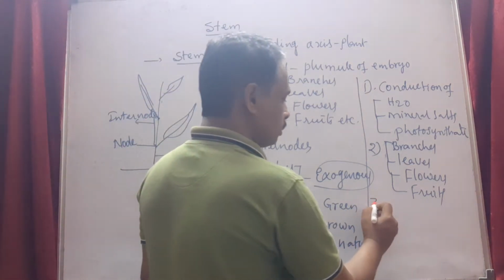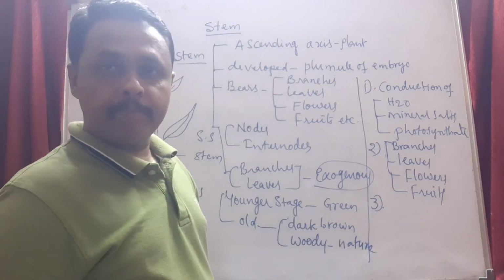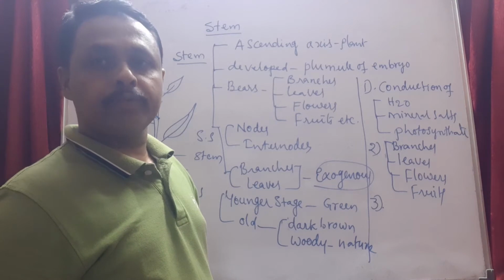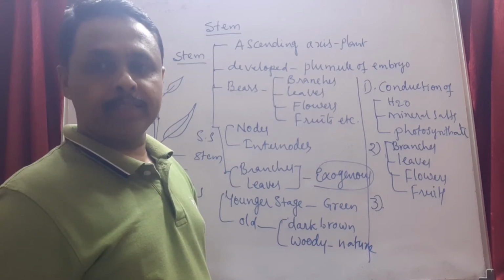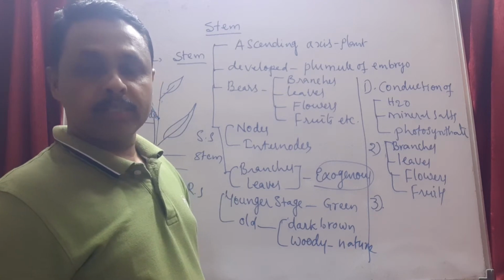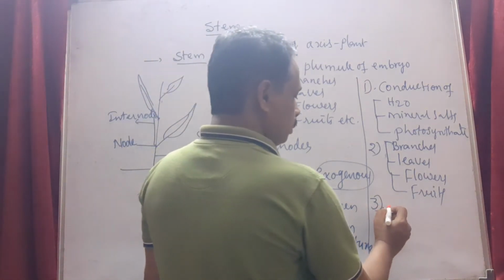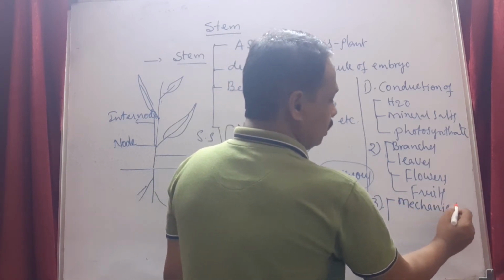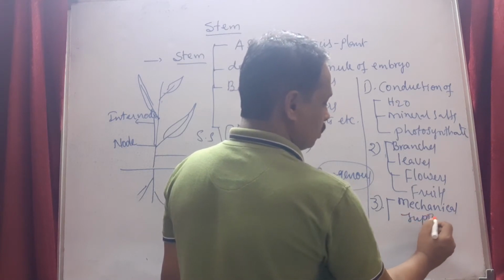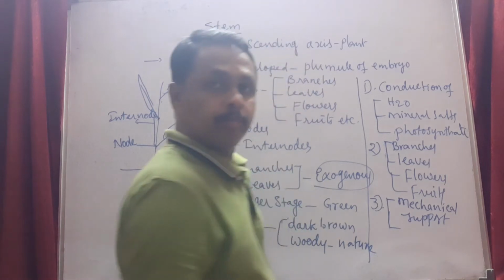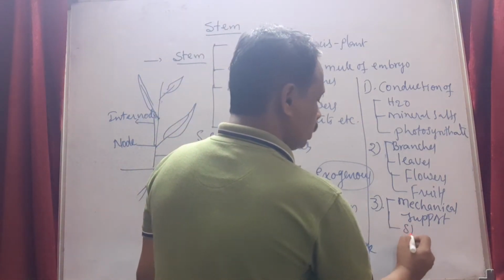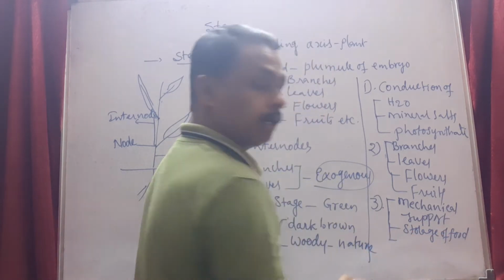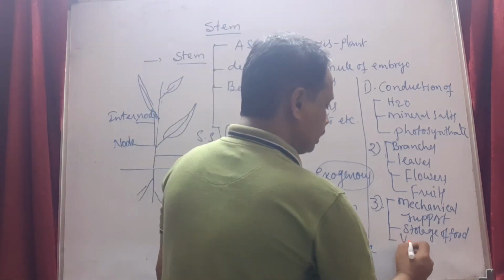And the next one is that the stem provides mechanical support, storage of food, and helps in vegetative propagation.